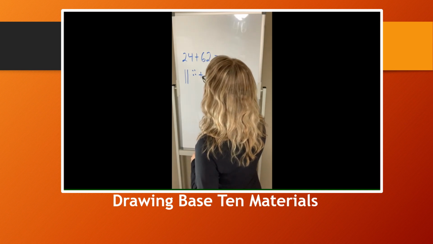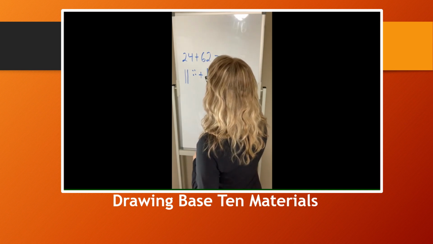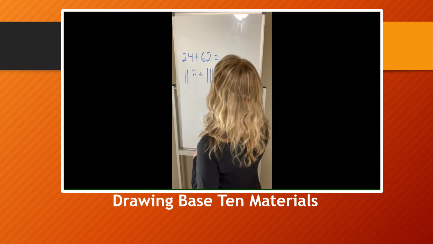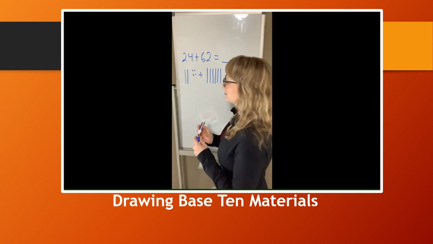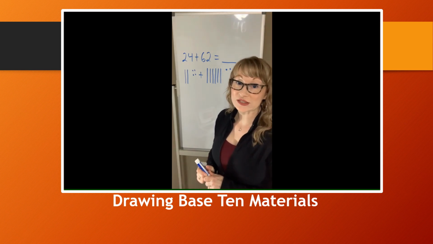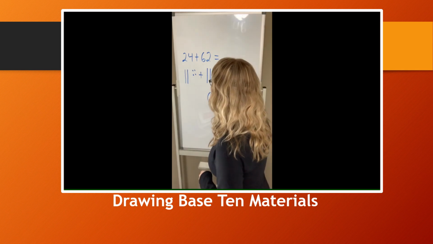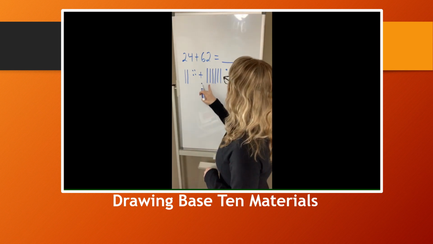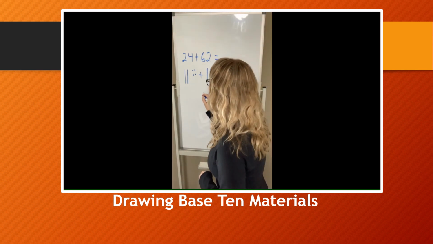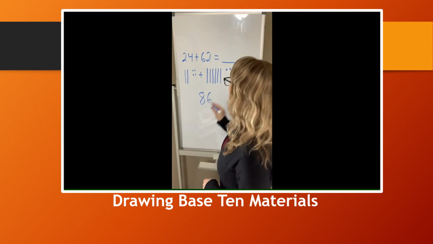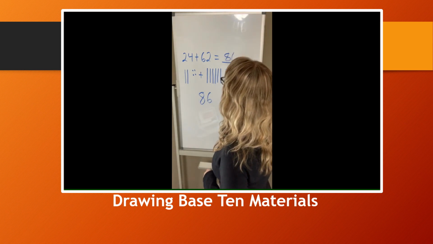plus 62 has 6 tens and 2 ones. Now we're going to add them together, ones first. So 2, 4, 6 ones, and 6, 7, 8 tens, which is 80. Total number is 86.